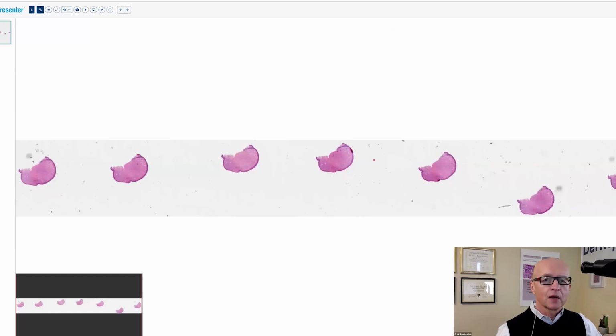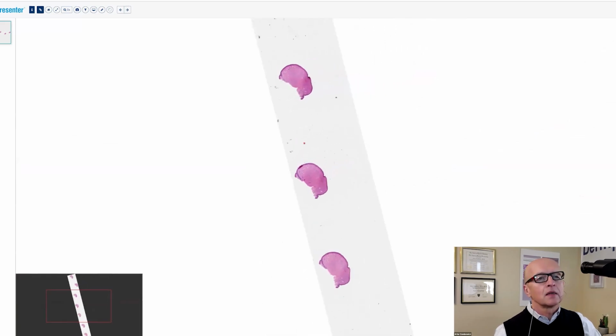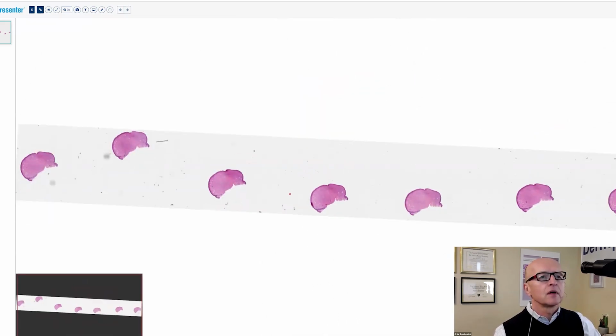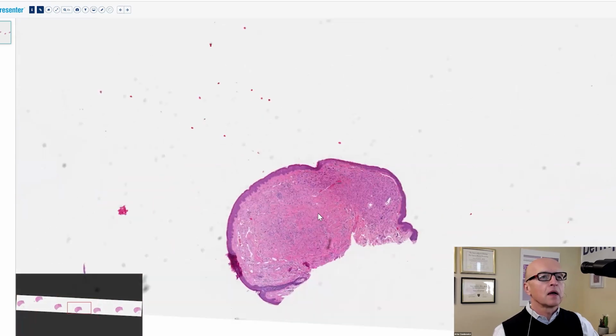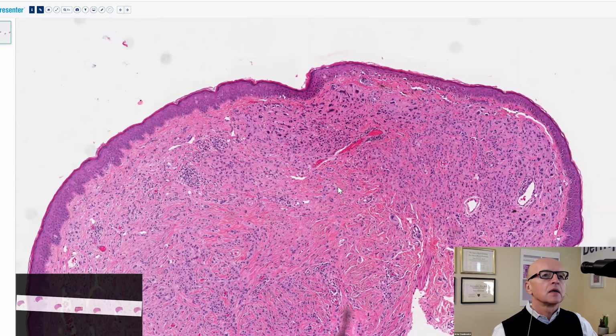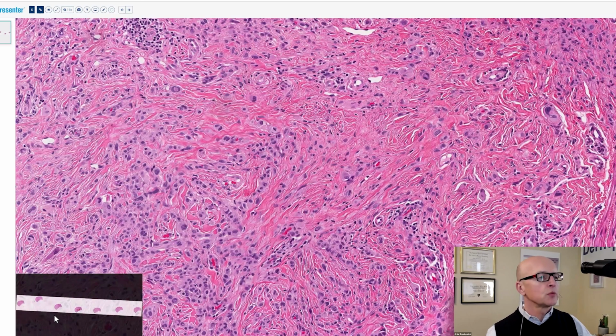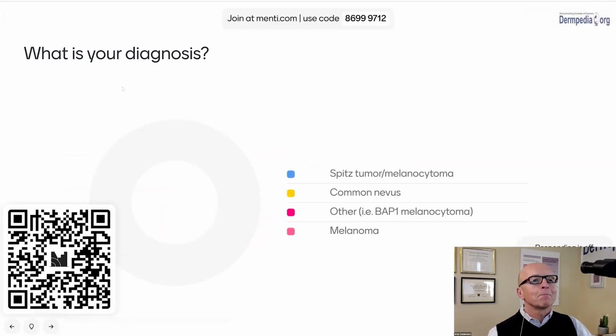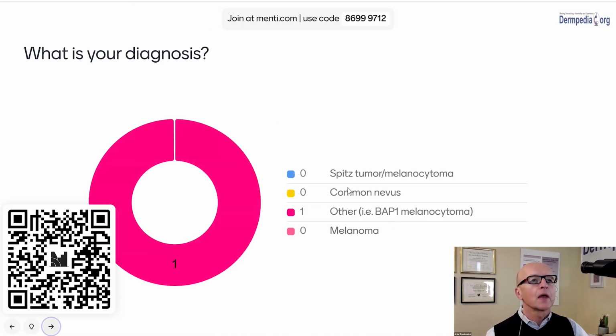those morphologies. And this was a 32-year-old female, I think a facial lesion, and here's that papule. This is the shave, and your task here on the Mentimeter is going to be to consider whether you favor Spitz tumor or melanocytoma, whatever terminology you prefer to use, common nevus, other entity like BAP1 melanocytoma, etc., or melanoma. Okay.